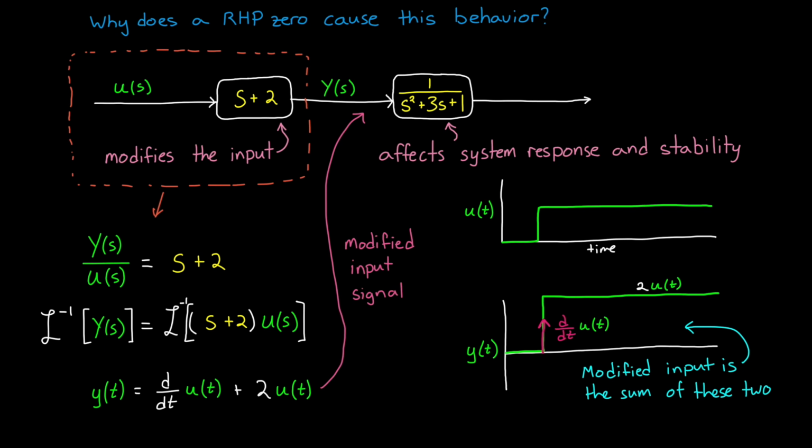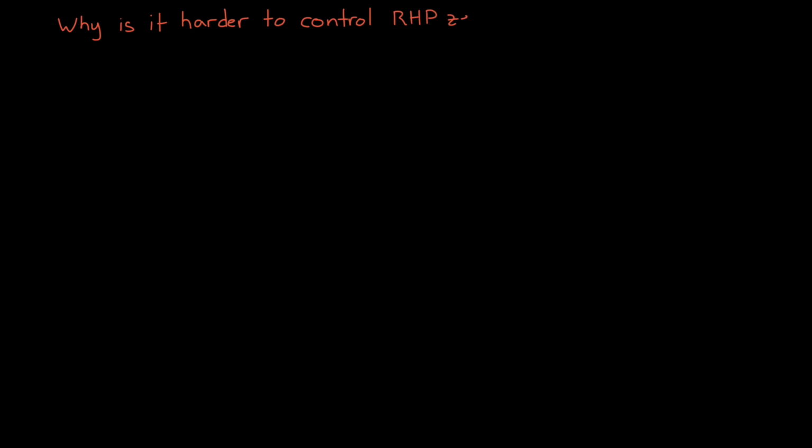On the other hand, with a right half plane 0, the s is negative. Therefore, the derivative is negative, which counters the direction the input signal is heading in. For example, if the input signal is a step, there's that initial impulse in the wrong direction from the derivative of that step. And this is what's causing that initial wrong direction move. We've modified the input with a wrong direction impulse, which is then fed into the remaining transfer function. Okay, now that we know why negative direction dips occur, we can talk about why it's harder to control systems with these right half plane zeros.